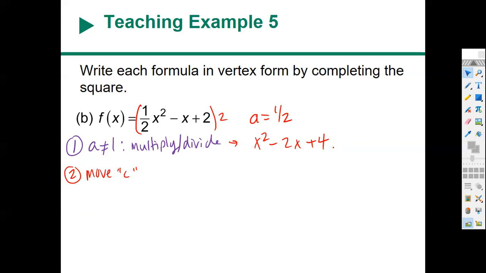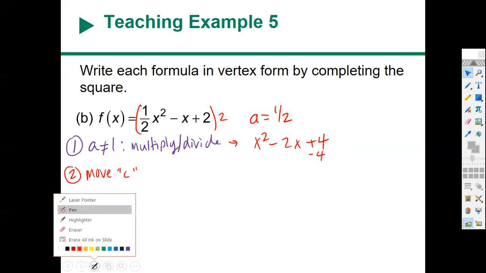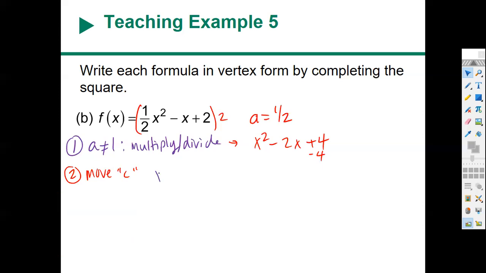So when we move C, how would I move C? I would subtract it, right? So we would be left with x squared minus 2x equals -4.